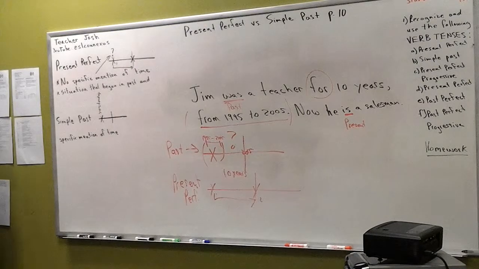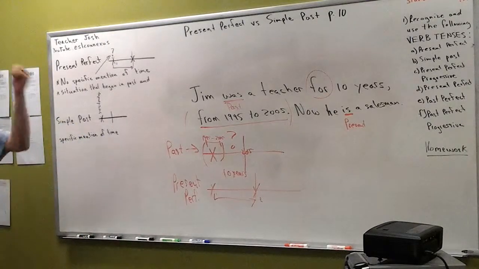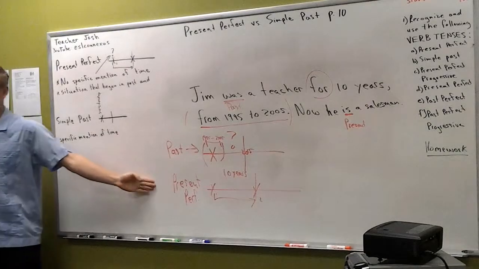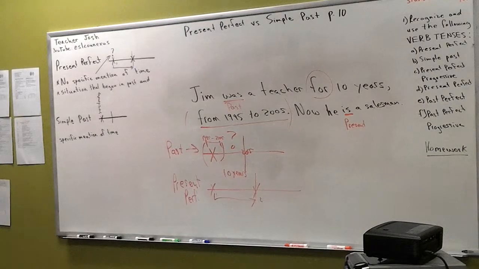So if it's just a 10-year period and you don't care when in the past, it's just about the fact that he taught for 10 years, use simple past. If he's still a teacher and he started 10 years ago and he's still teaching today, then I use what tense? Present perfect.